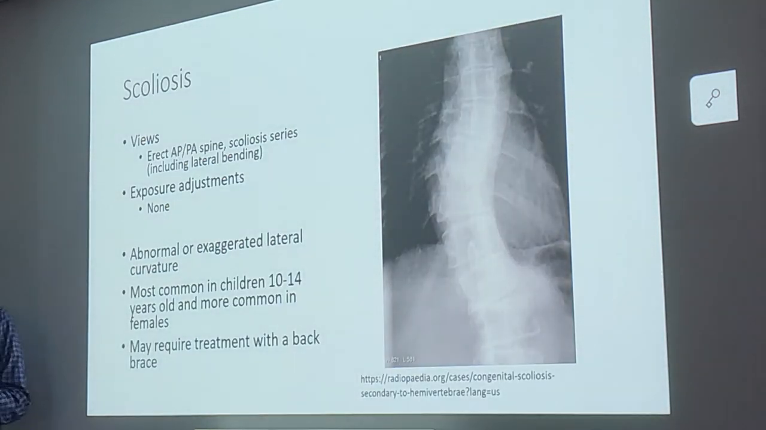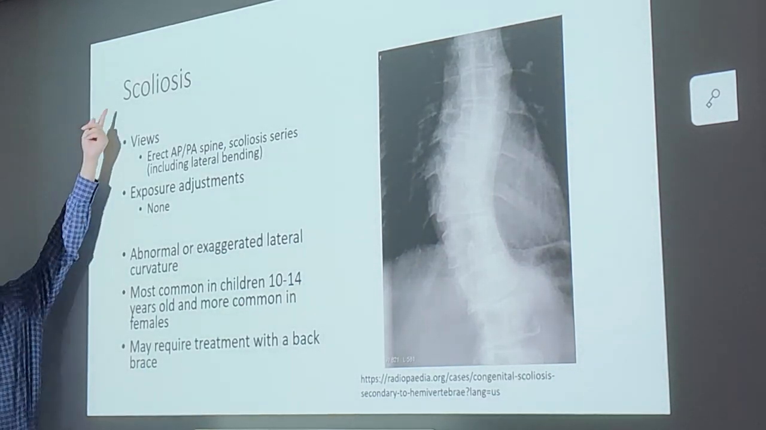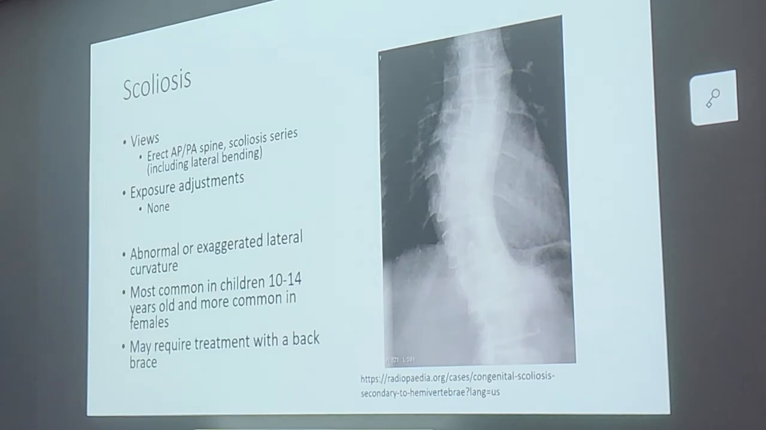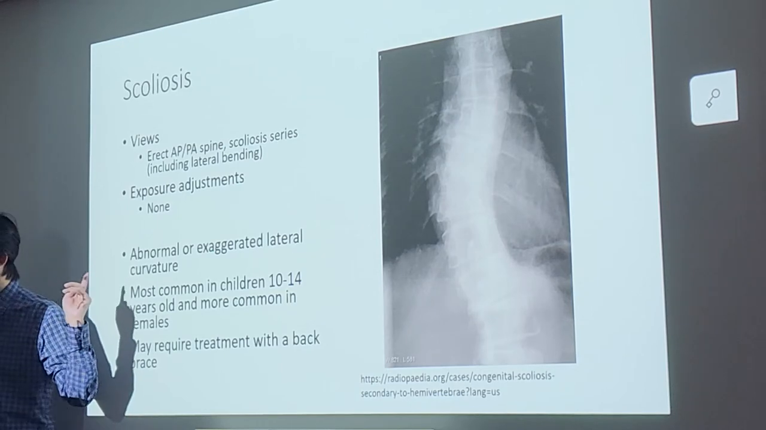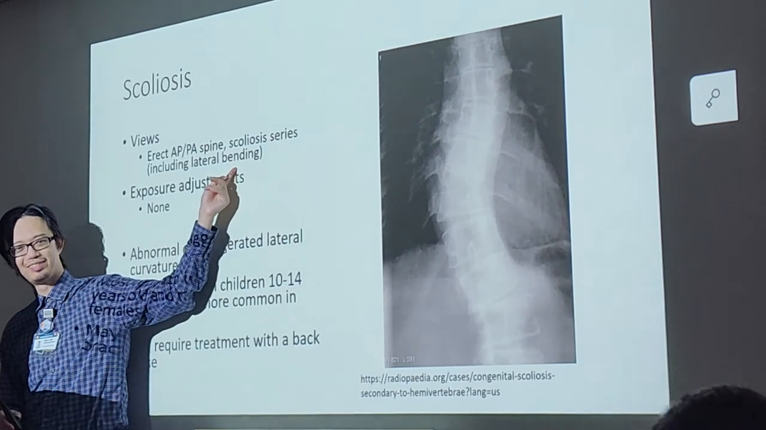On the other hand, we have scoliosis. Do not confuse scoliosis with lordosis or kyphosis. An easy way to remember scoliosis is S: the spine looks like an S shape. The spine goes side to side, left to right. So it's an abnormal or exaggerated lateral curvature of the spine. The spine's supposed to go straight down, along the MSP, but now it's moving side to side. This is most common in children and may require treatment with a back brace. We do have a special X-ray series to demonstrate scoliosis, called the scoliosis series.